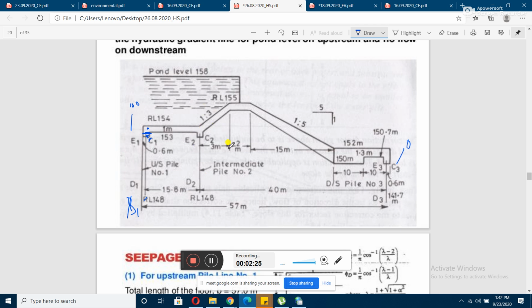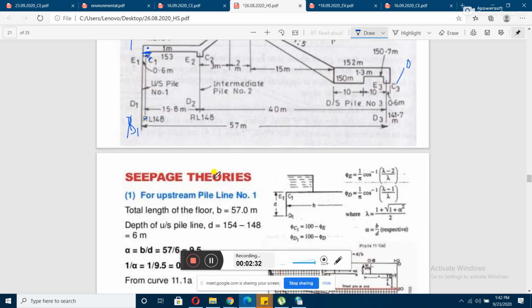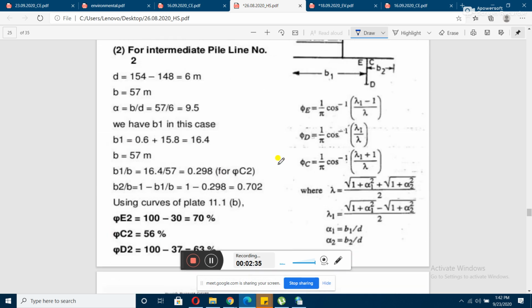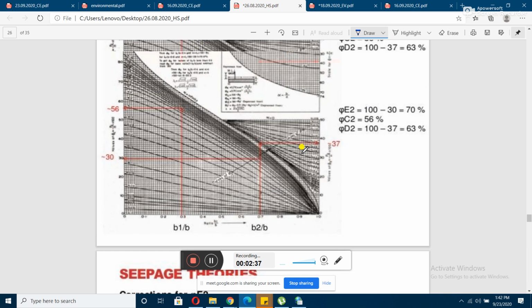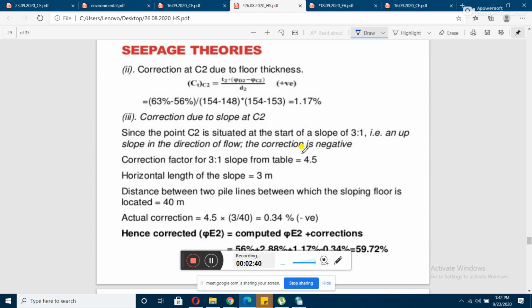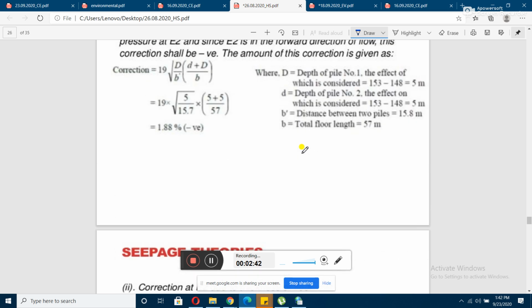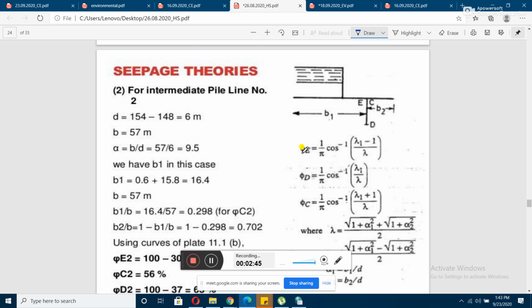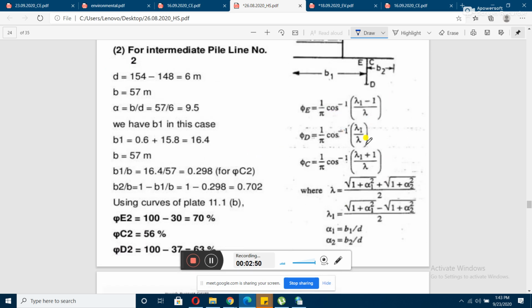Next we had to find these values, that is E2, C2 and D2, the values at these 3 points. For that purpose we have already seen there is one formula for the intermediate pile. Considering that, firstly we have to determine the value of lambda 1 and lambda 2 from alpha 1 and alpha 2. From that we will be getting the value of lambda and lambda 1.